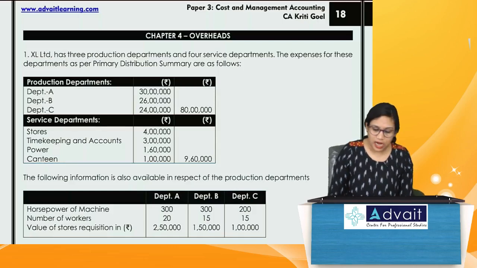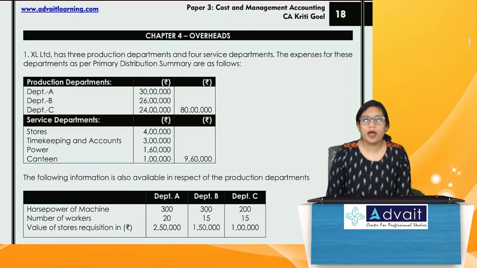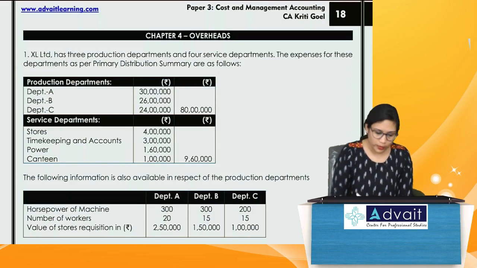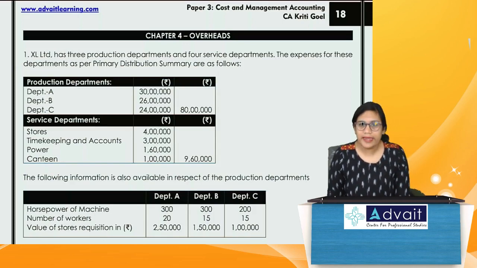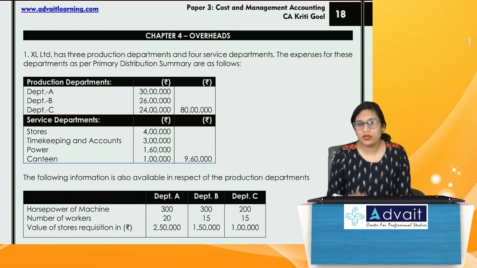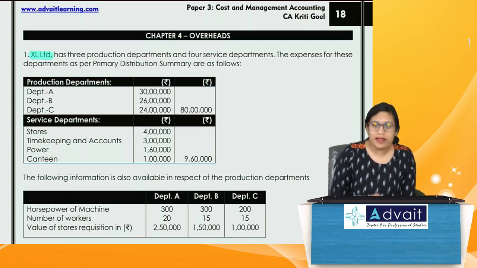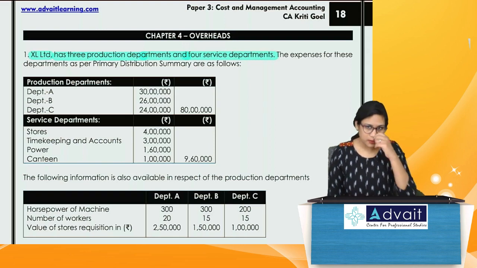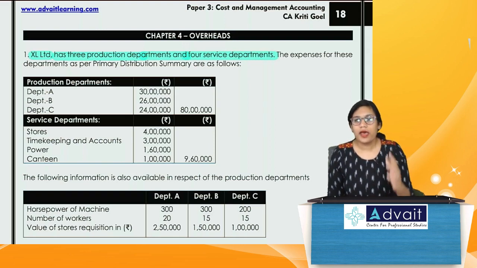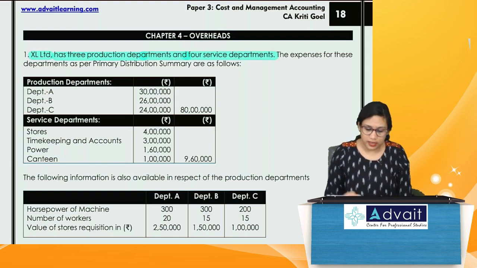Let's start off with question number 1. Okay, question number 1. Let's read this question and understand what this question is trying to tell us. XL Limited has 3 production departments and 4 service departments.